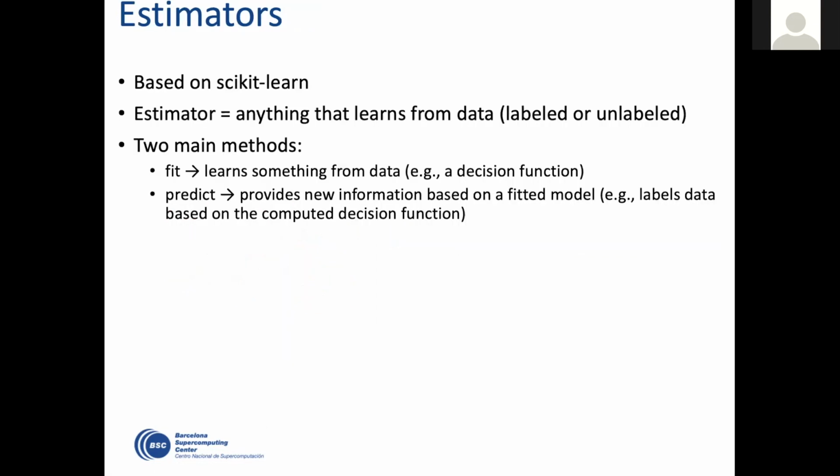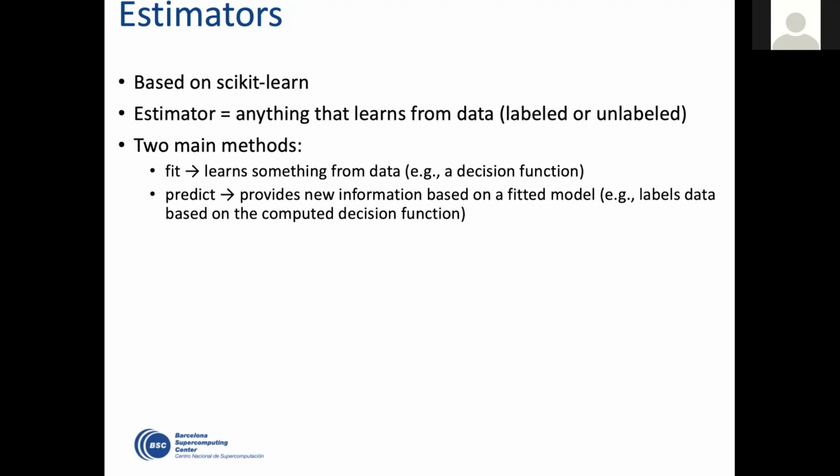Okay, then we have the estimators, or methods, that we use in dislib. As I said, they are based on scikit-learn. So it's not that we cover all the scikit-learn library, but we have some of the methods that the scikit-learn library has. Okay, and it has the same look and feel. And here, what is an estimator? Anything that can learn from data, labeled or unlabeled, like the clustering methods or classification methods.